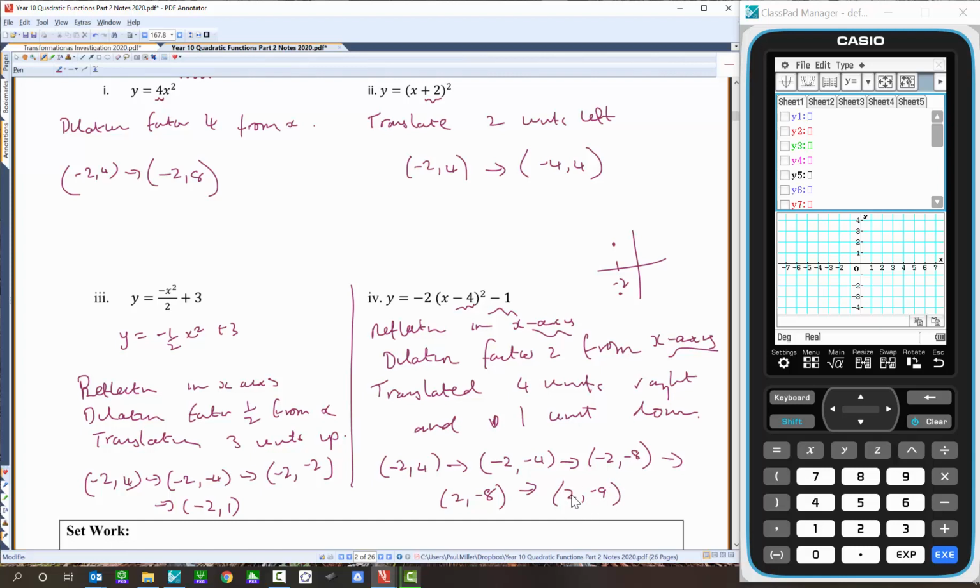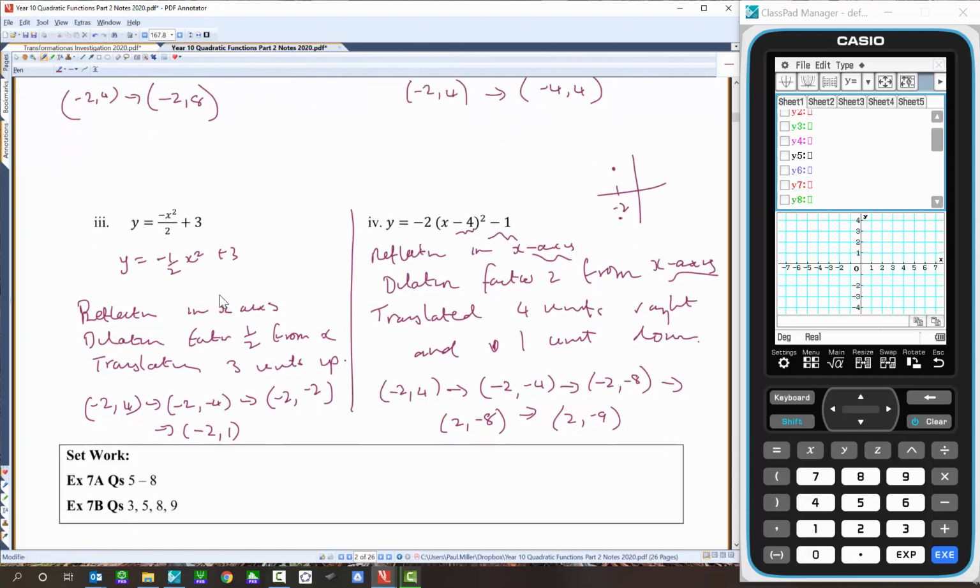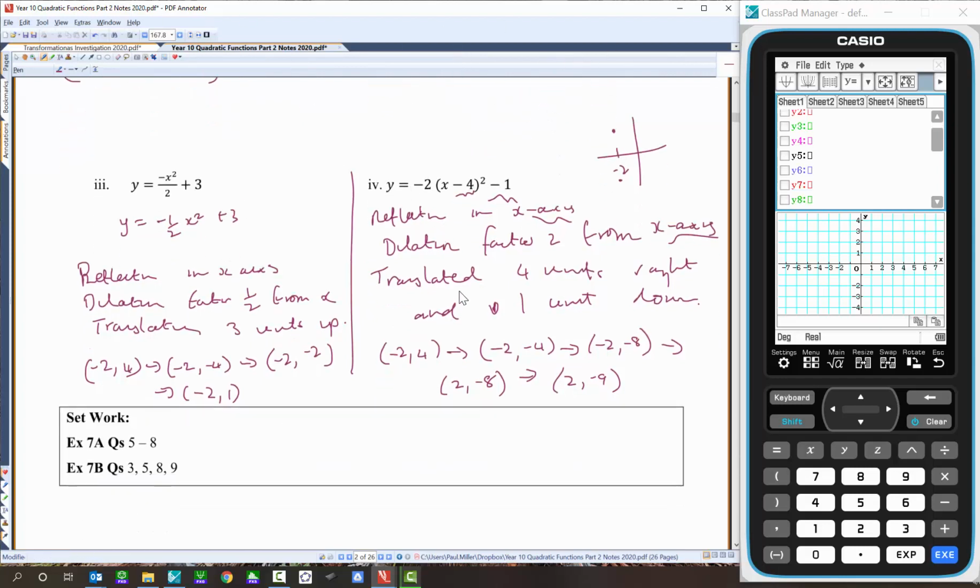Again, let's just test that out to see whether we were right. Put 2 in there. 2 take 4 is negative 2. Negative 2 squared is 4. 4 lots of 2 is 8. 8 gets negated to make negative 8. Negative 8 take 1 is negative 9. Winner, winner. So there's your homework over here, set work. It's just using these transformation skills to answer the following questions.